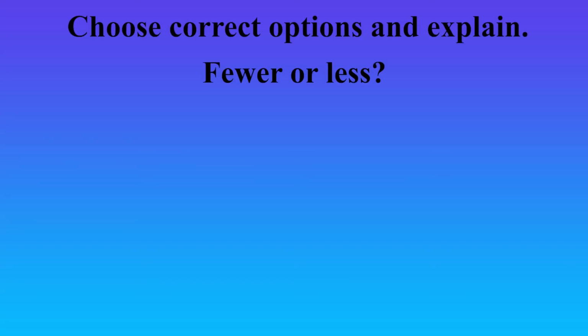If you did everything correct, you get 5 points. If you made one mistake, you get 2 points. If you made 2 mistakes or more, you get 0 points. No worries, we have more things to do. The second task is to choose correct options and explain.